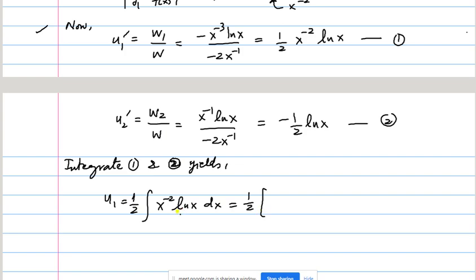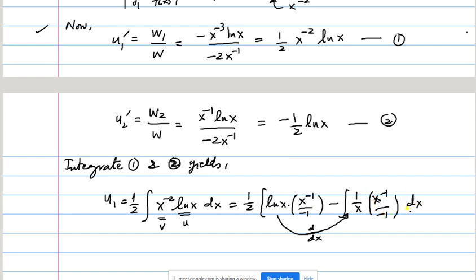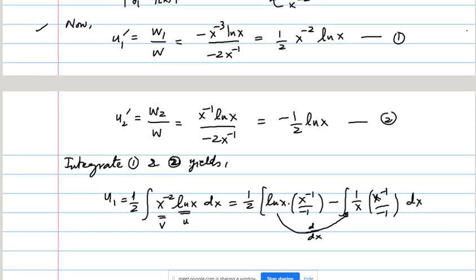So log of x as the first function, x^(−2) as the second function. I take this as u and this as v. So the integral of v will become x^(−1) by −1, and then minus the derivative of u, which is 1 over x. Here we take the derivative of the first function, but the second one remains as it is, x^(−1) by −1, dx. Okay, so this is the integration by parts.